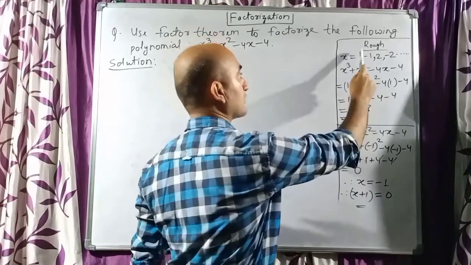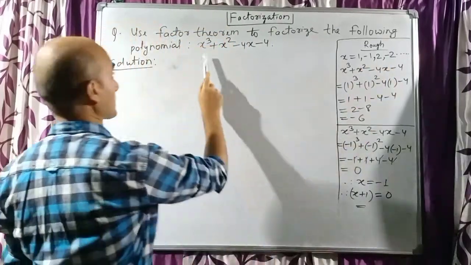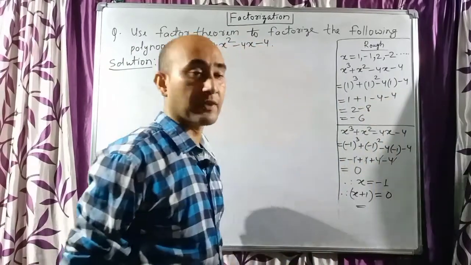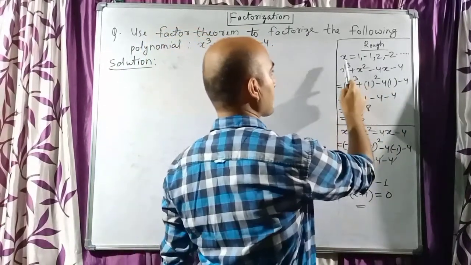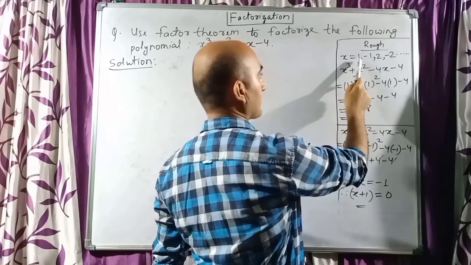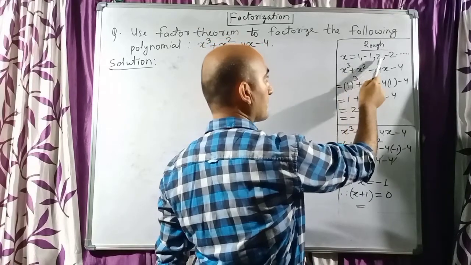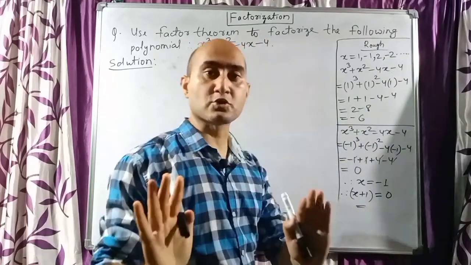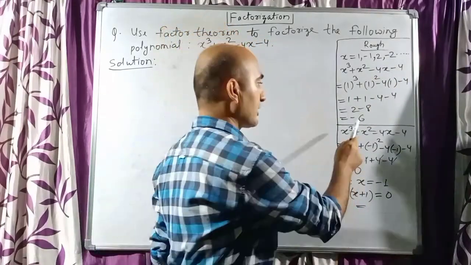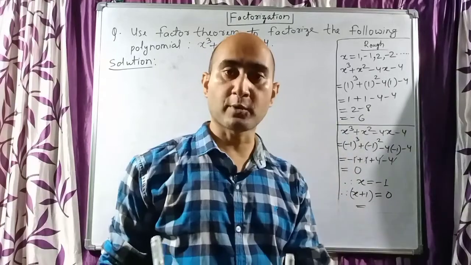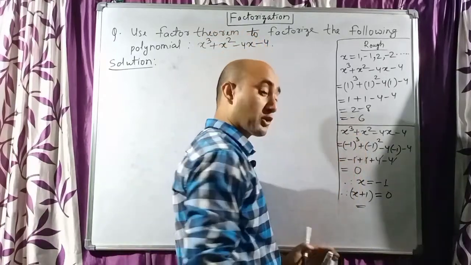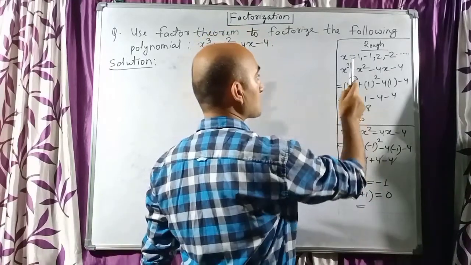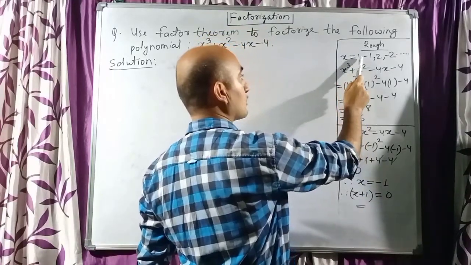In the rough, what will you do? You write the same expression, and in place of x you put values like 1, minus 1, 2, minus 2 and so on. When do we stop? When your result is 0, you stop your work. But when your result is not 0, you keep on putting different values. So here you start with x equal to 1.